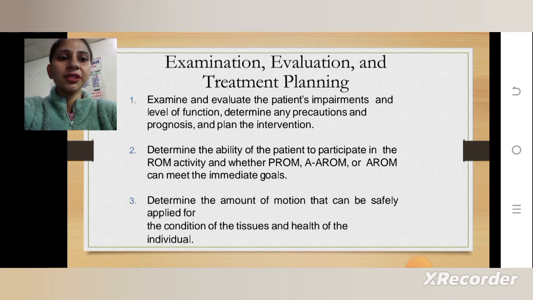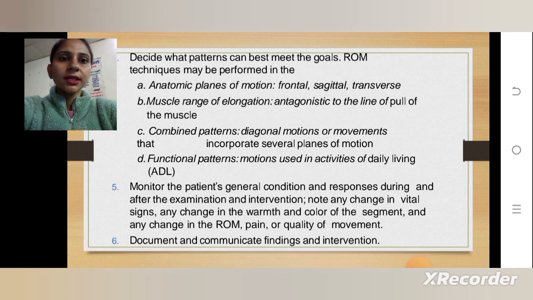Determine the ability of the patient to participate in the range of motion activity, and whether passive range of motion, active assisted range of motion or active range of motion can meet the immediate goals. Determine the amount of motion that can be safely applied for the condition of the tissues and health of the individual. Decide what patterns can best meet the goals.